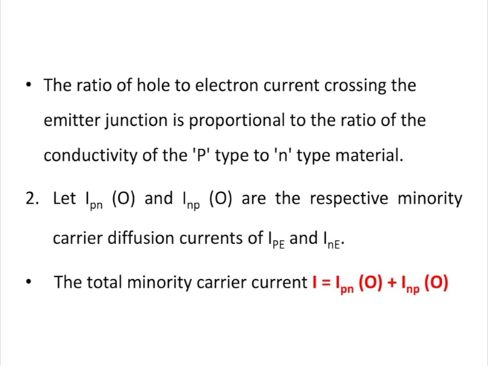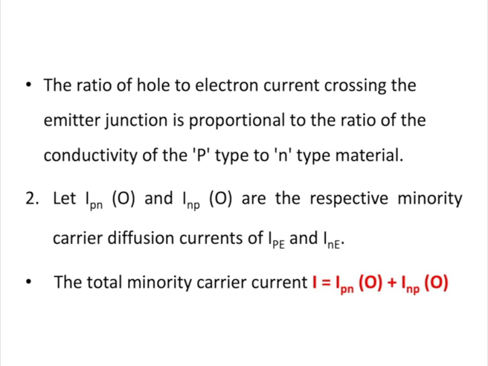We will come to the next point. In the next point, what is the ratio? The ratio of IHE by I of small e is equal to the conductivity of the p type material to the n type material. What does it mean? Capital I of HE by capital I of small e is equal to the conductivity of p type material to the conductivity of n type material.